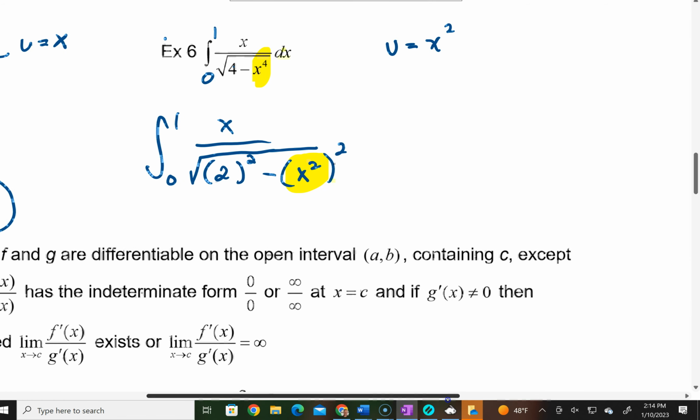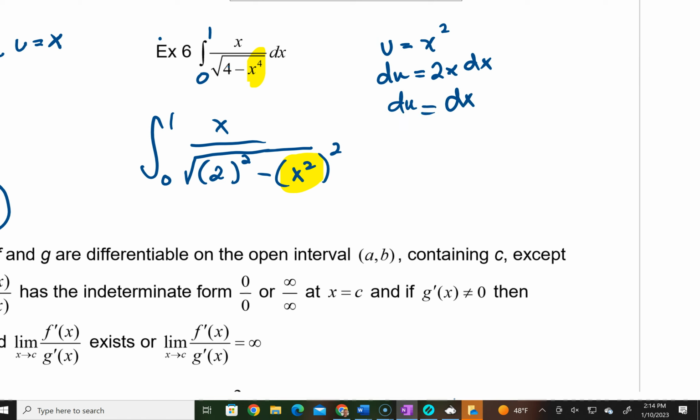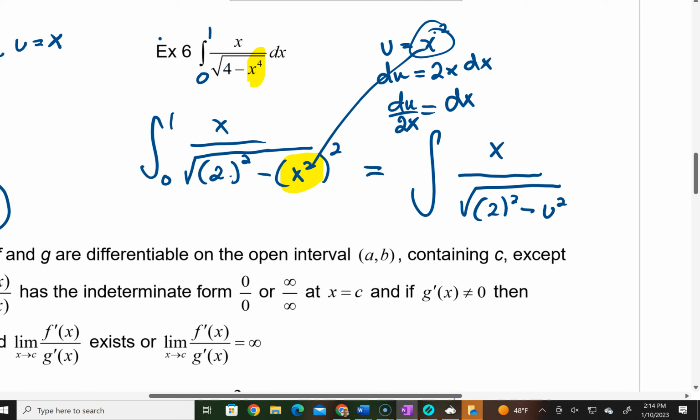Let's see where we're going with this. Right now, I'm going to say du equals 2x dx, and dx equals du over 2x. Then, hopefully, good things are going to happen. Look at this. I still have 2 squared. This right here is my u. And dx becomes du over 2x.